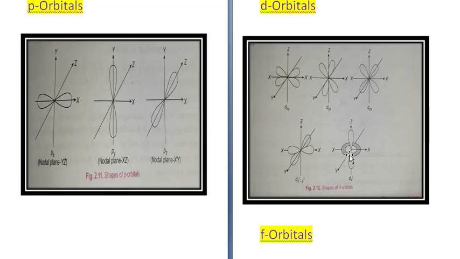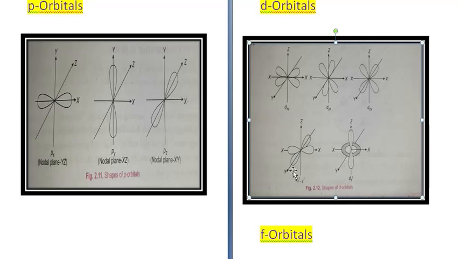Then we have dx square minus y square. It has 4 lobes which lie along the x-axis and y-axis. See, in these 3, dxy, dyz and dzx, the lobes were in between the 2 axes, but in dx square minus y square the lobes are along the x and y axis, and in dz square there is only a single dumbbell shape and there is a ring of electron cloud.